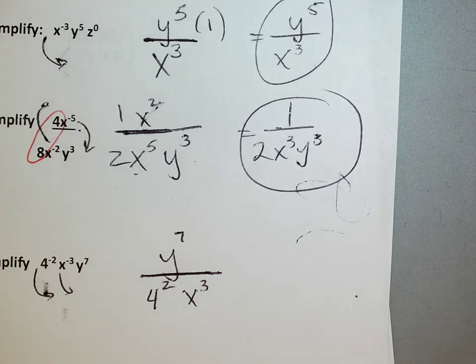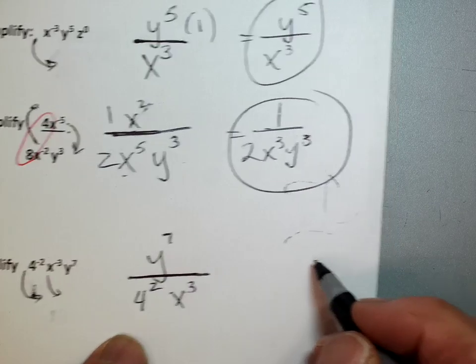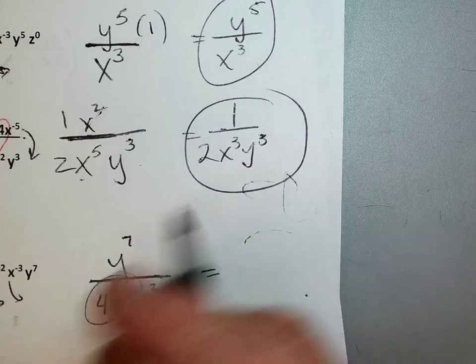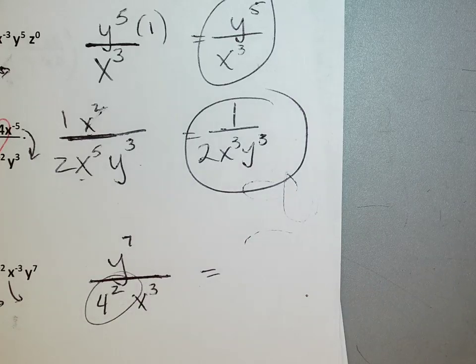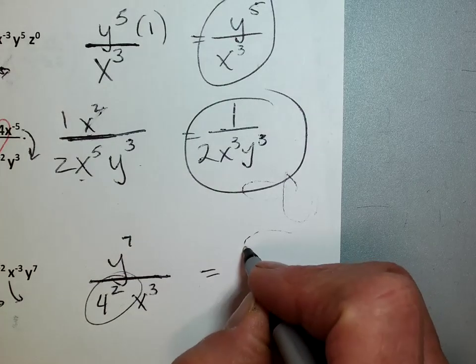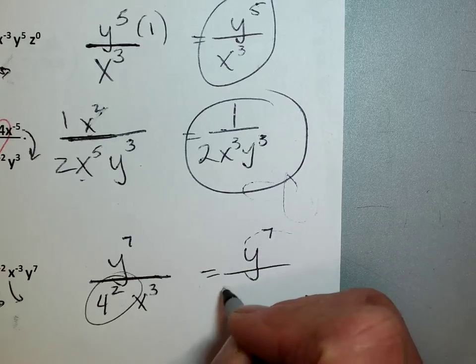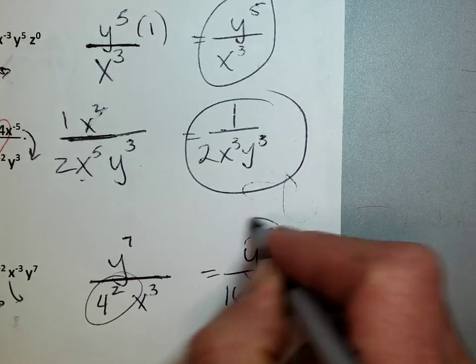Okay, now, back to this one. The only thing I'm going to do different on this one is I can actually make 4 squared into 16. So let's make it y to the 7th over 16x to the 3rd.